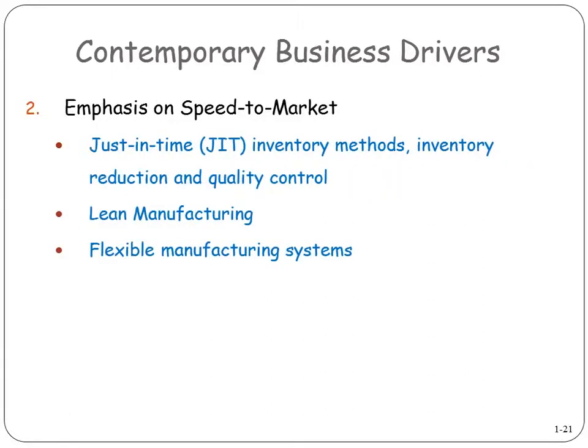Speed to market, never been more important than today. The internet has made it such, and technology has enabled it in other ways. So just-in-time inventory management. Lean manufacturing. How do you cut the fat out of your manufacturing? Flexible systems, so you can have more differentiation of product.